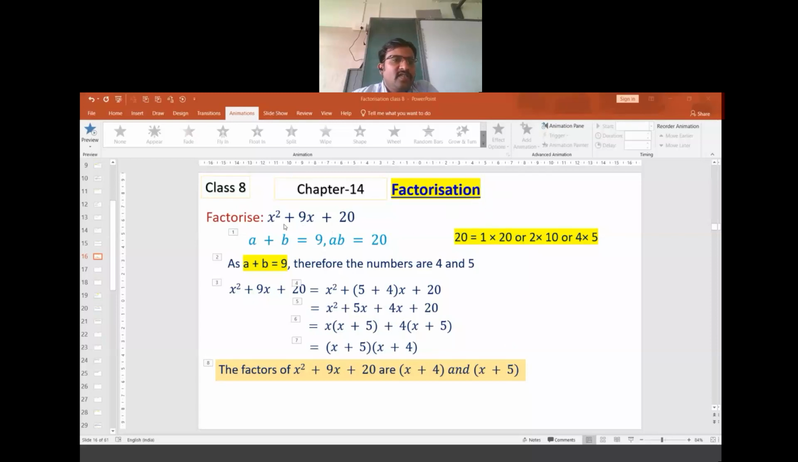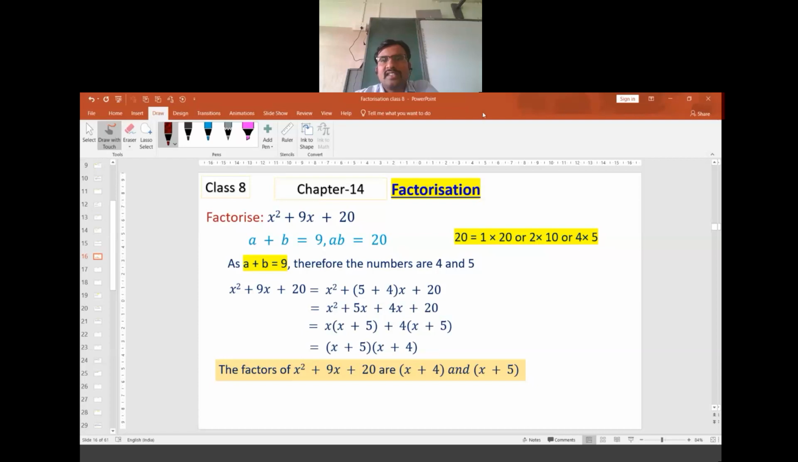Is there any doubt in this factorization? No, sir. There's no doubt. So yesterday I had mentioned that the same thing is called splitting the middle term.